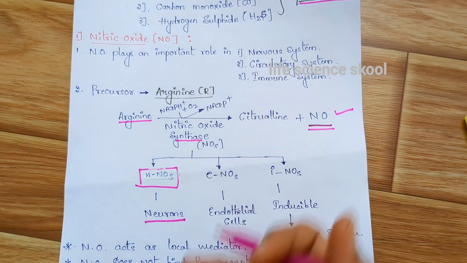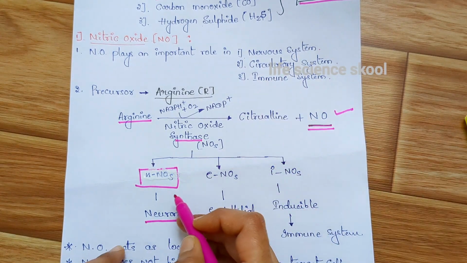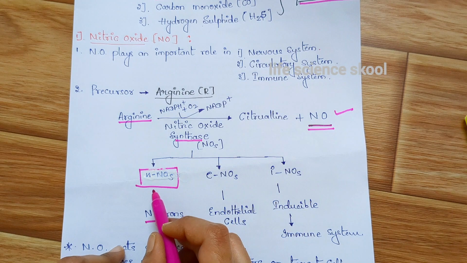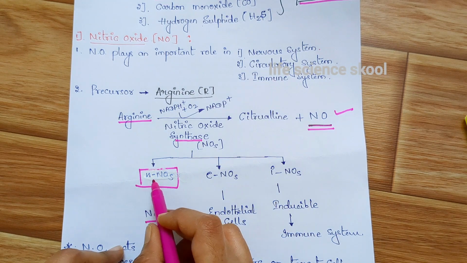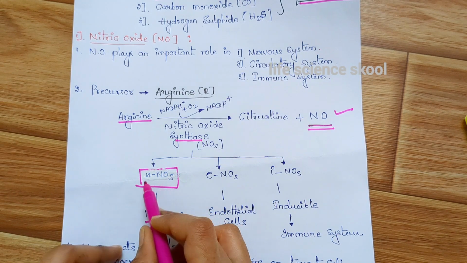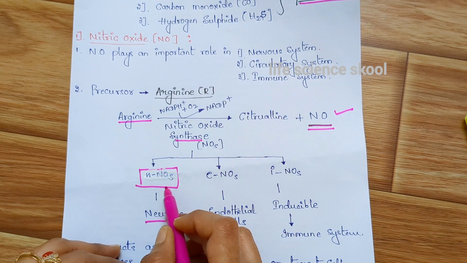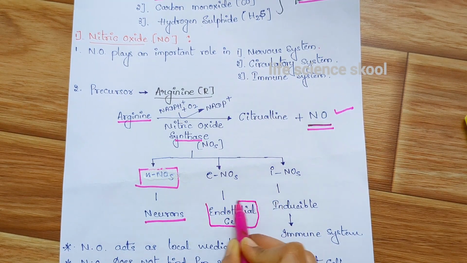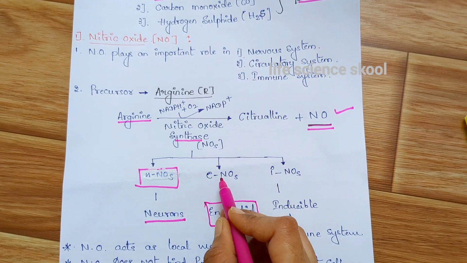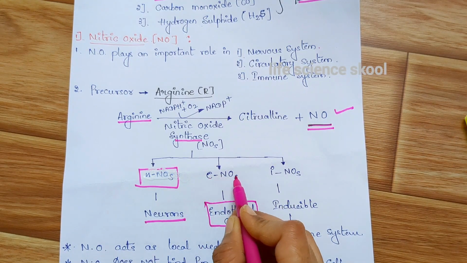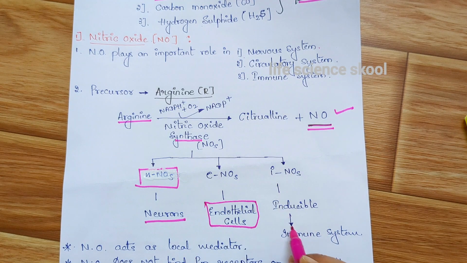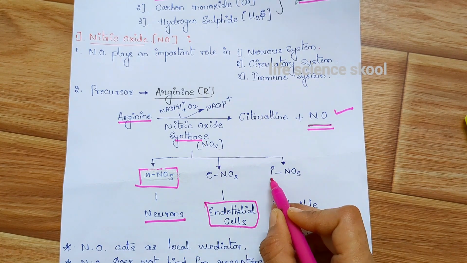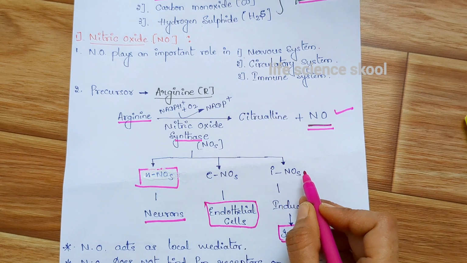So if a reaction takes place in the neurons, the enzyme present there is neuronal nitric oxide synthase. The same explanation applies here: if you find this reaction in the endothelial cells, then the enzyme will be ENOS, and if it takes place in the immune system, that is INOS.